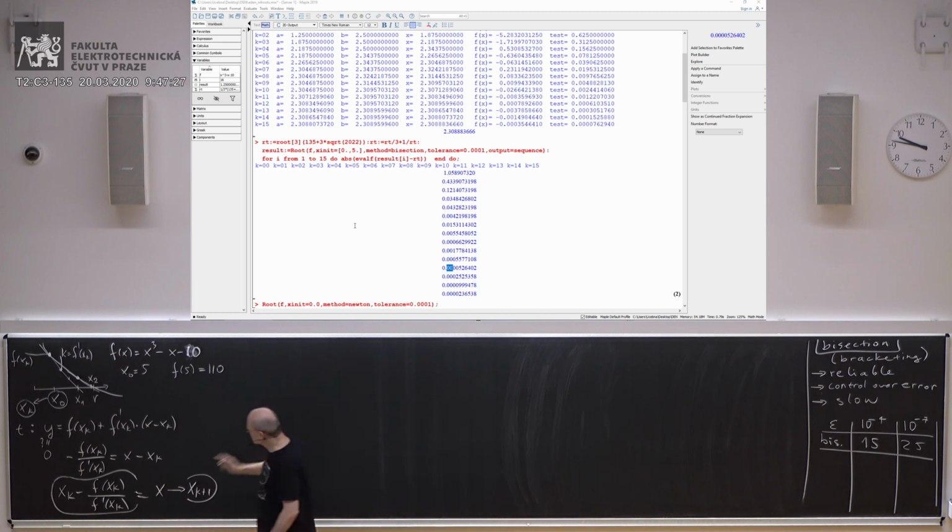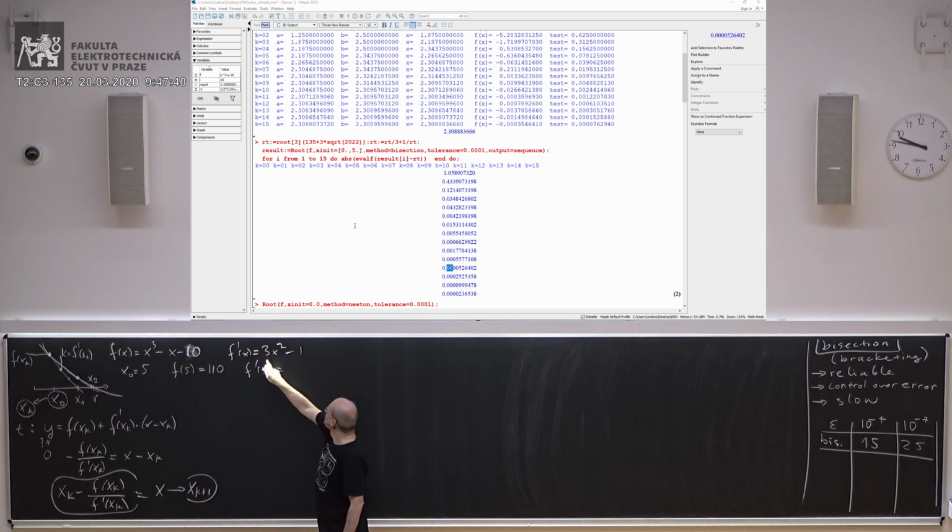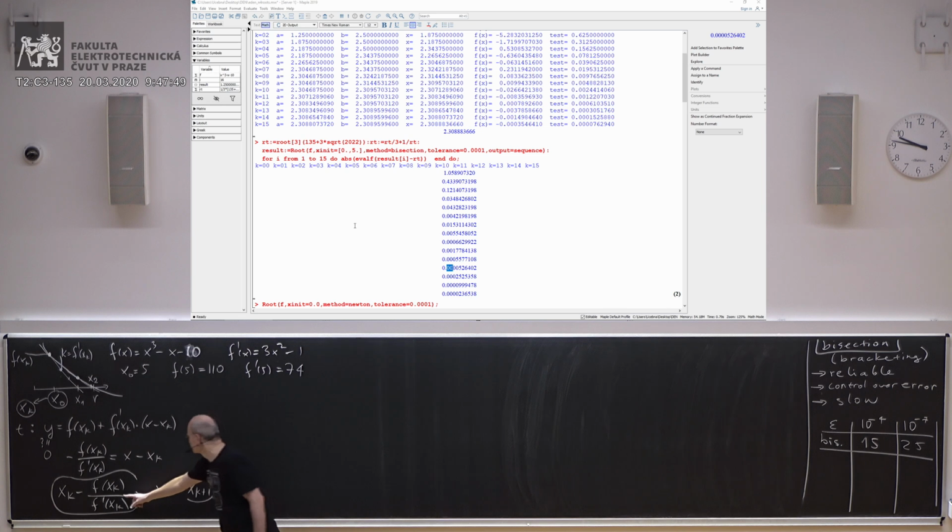Okay, let's use it. So I need a derivative at xk. What's the derivative? It's 3x squared minus 1. So when I'm sitting at the point 5, the derivative at 5 is 25 times 3 is 75, minus 1 is 74. Ooh, I was hoping for something better. Because now I have to divide. It's going to be ugly. Okay, that's life. What's x1?